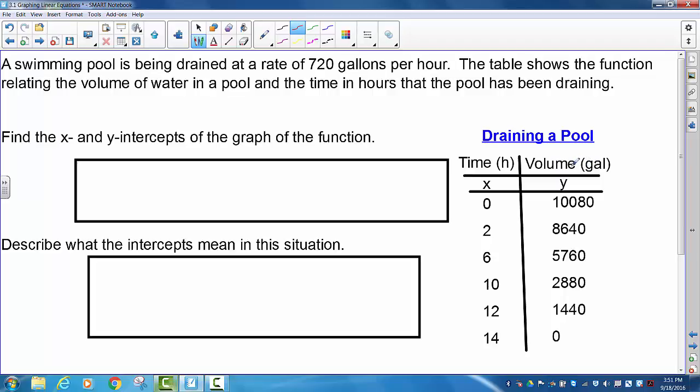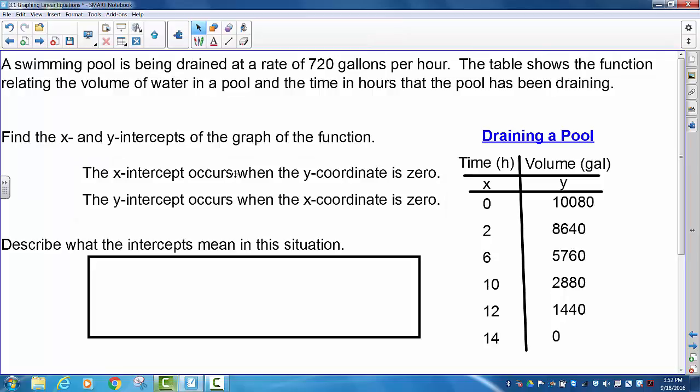Remember, the x-intercept is found where the y is 0, and the y-intercept is found where the x is 0. Let me write that out for you here. So the x-intercept occurs when the y-coordinate is 0, and the y-intercept occurs when the x-coordinate is 0. So let's find the x-intercept. The x-intercept occurs where the y is 0, so that means the x-intercept is 14. So let's write that down. 14.